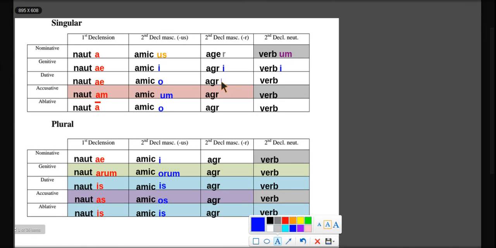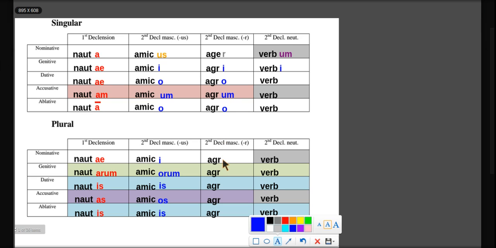Now adding our endings onto our forms here. With the exception of your nominative singular, all of your endings will be exactly the same once you add them onto your stem. So for dative singular, once again, we have o, so we have agro. For accusative singular, agrum. For ablative singular, we have o, so agro.